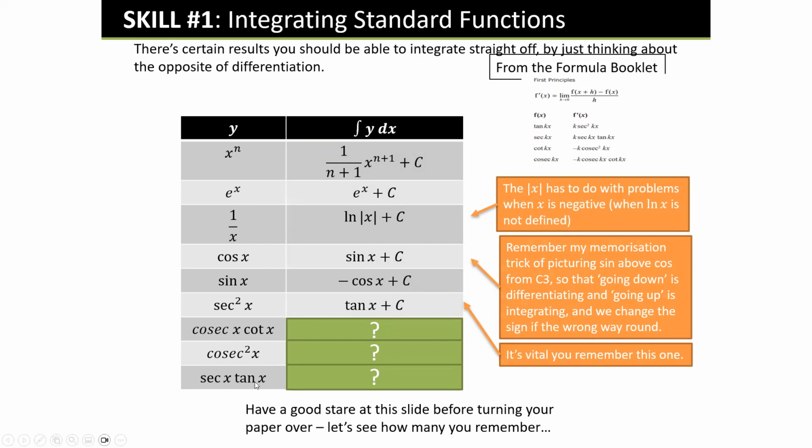Cosec cot, sec tan, cosec squared: these three you probably haven't committed to memory, but they are on the formula sheet. Cosec cot goes to minus cosec. Cosec squared goes to minus cot. And sec tan, because sec differentiates to sec tan, then sec tan integrates to sec. So have a look at those. This is what you do get on the formula sheet. And k just represents a constant, so what you would do with the k is just times it by in front.